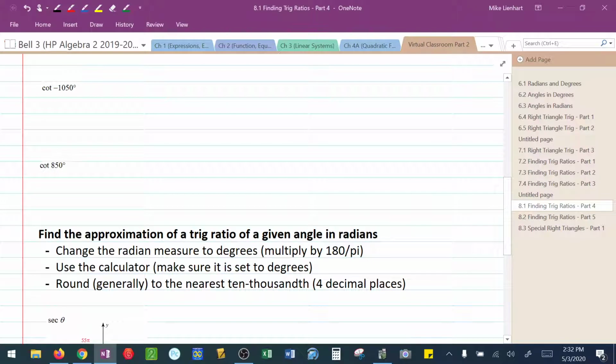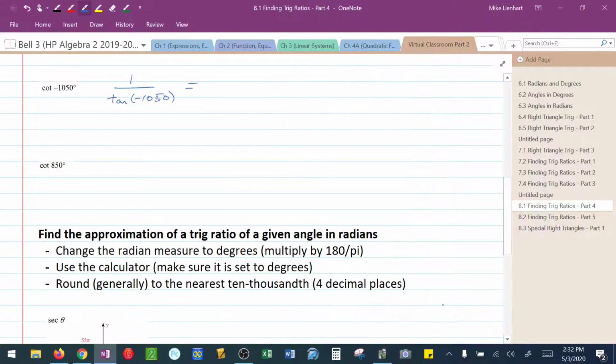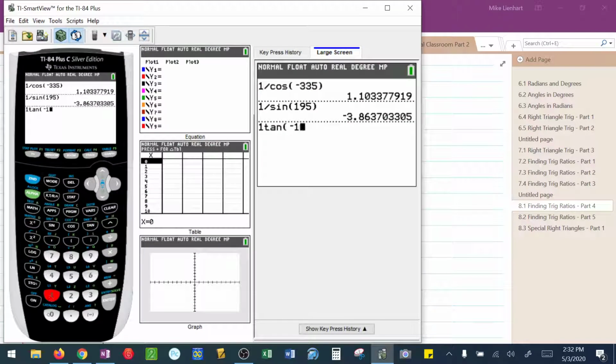All right. How about the cotangent? For the cotangent, I know that I want to rewrite that as 1 over the tangent. In this case, negative 1050. And I should know what that angle looks like from past experience. So let's see, we've got 1 divided by the tangent of negative 1050. Oh, I see I missed a division symbol in there. Let me insert a division. That should work. 1.7321.